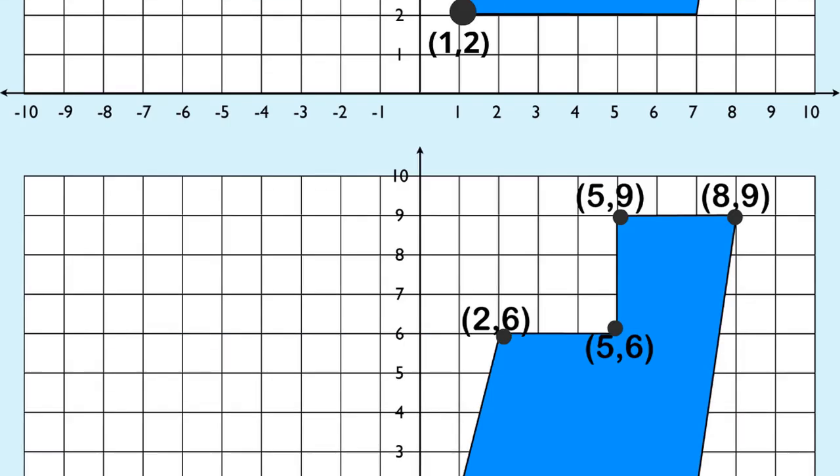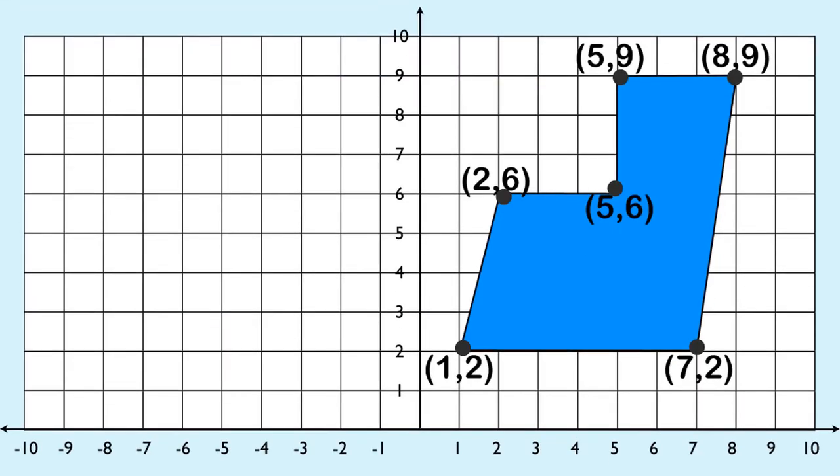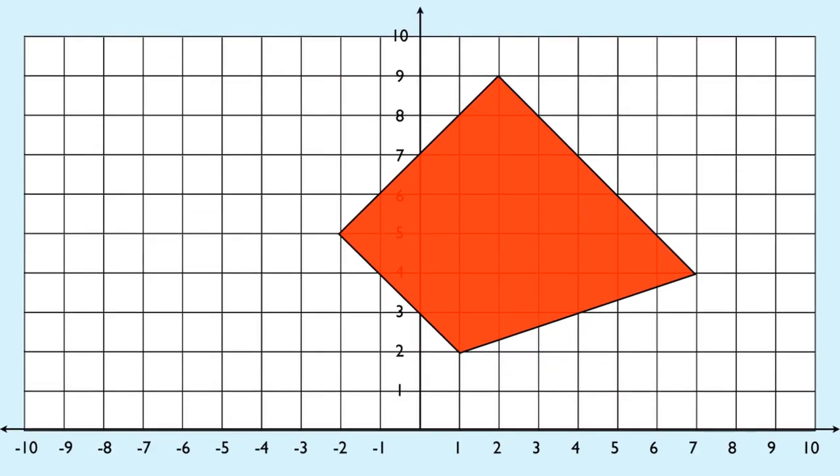So here's what you should have got. (1, 2), (2, 6), (5, 6), (5, 9), (8, 9), and (7, 2). If you got that and it was easy peasy for you, here's one last challenging shape. Pause the video and try to figure out what the 4 corner coordinates would be for this shape.